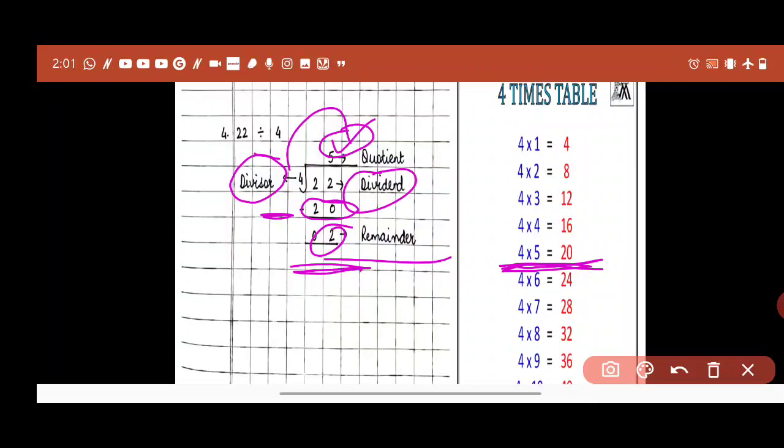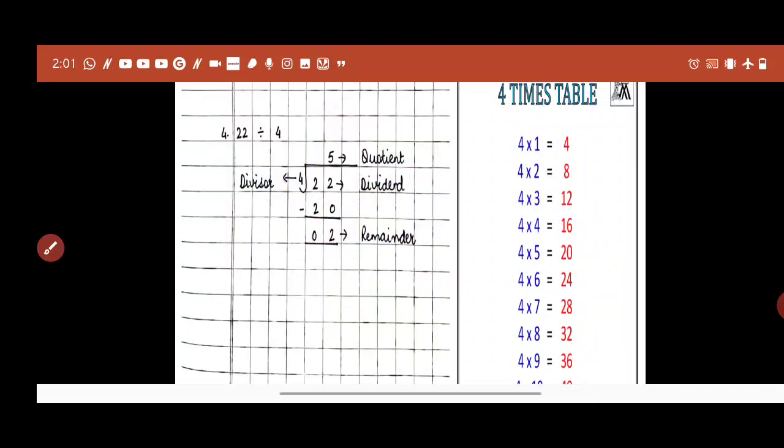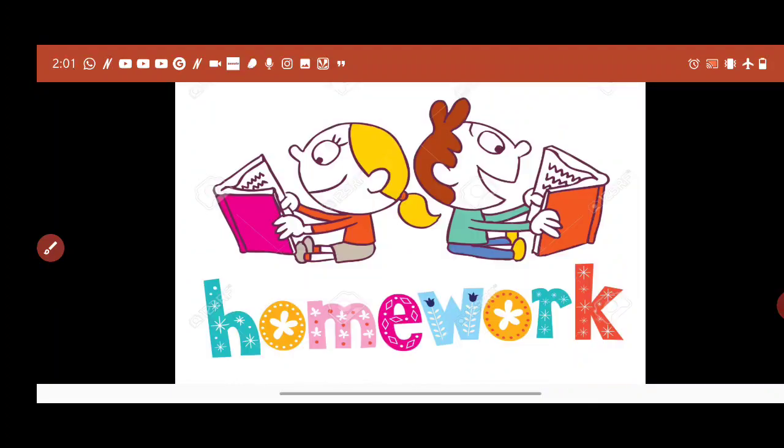So simple. Children, you have to divide it and see whether the number inside the house comes in the table of the number which is outside the house. If it comes, you have to simply write down and subtract. In that case, the remainder will be 0. But if the number inside the house does not come, you will take the next smallest number and then subtract. Okay, children? I hope you've understood the concept of division.